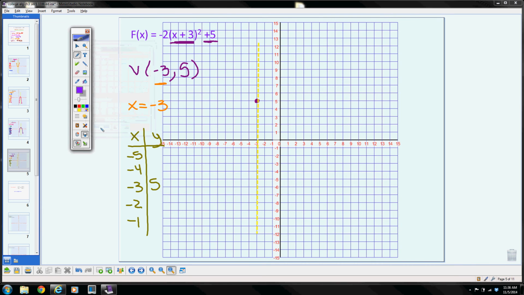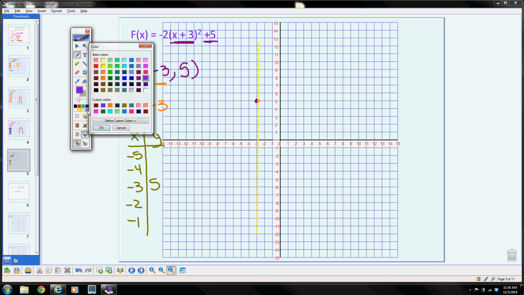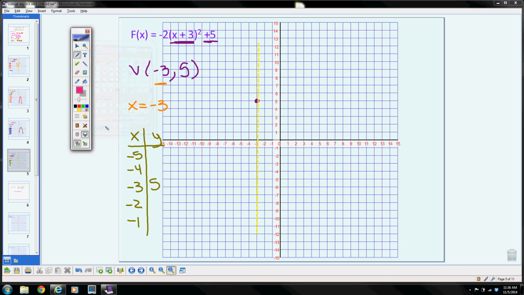So let's plug in a negative 2 first. If I go up top and I plug in a negative 2 in the original equation, I end up with negative 2 times negative 2 plus 3 is 1. So I have 1 squared plus 5. 1 squared is 1. So I'm going to have negative 2 times 1 plus 5. Negative 2 times 1 is negative 2. And then I have negative 2 plus 5, which is 3. So I know when I plug in a negative 2, my y value is 3, which, because of the axis of symmetry, means when I plug in a negative 4, my y value is 3.